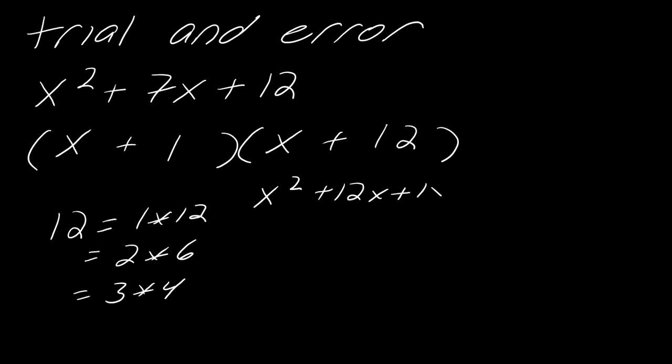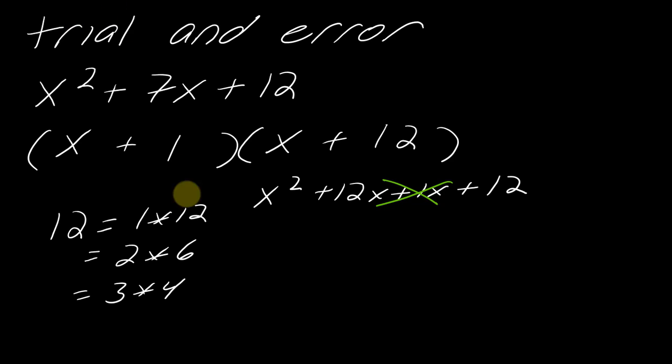So I've got this 12x plus this 1x, and then 1 times 12 is going to give me 12. So this gives me the wrong middle term, so that's not going to work. You might already notice another little thing about this: when you look at these factors, multiplying them together, you also want to think about which ones you add together to get the middle term. This trick works when you have x squared. It doesn't work if you have something like 2x squared or 3x squared.